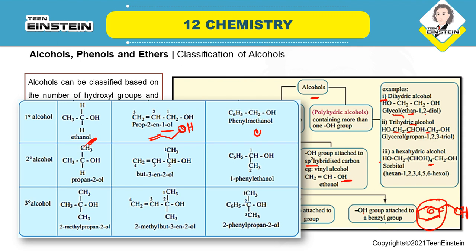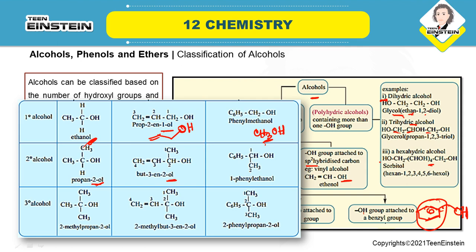Methanol is CH3OH. But if you replace one hydrogen from this methyl group by a Ph group, that is C6H5, it will become a derivative of methanol. So that is why it is called phenyl methanol. 2 degree: propan-2-ol, the simplest example possible that we have seen in the previous slide. And here we have another example of 2 degree alcohol, but-3-en-2-ol.